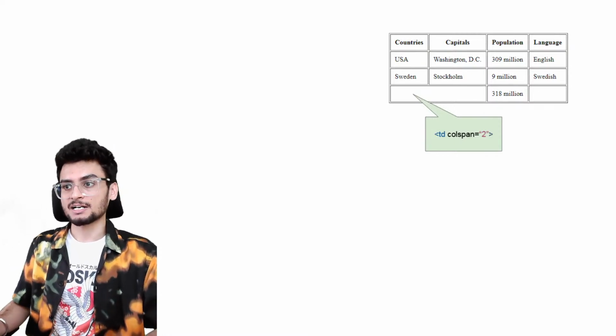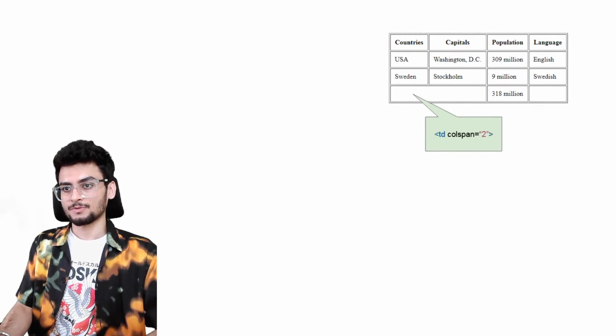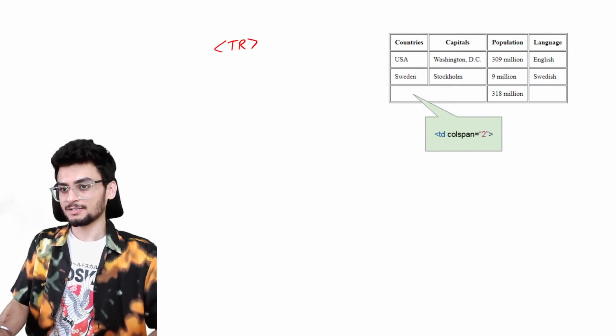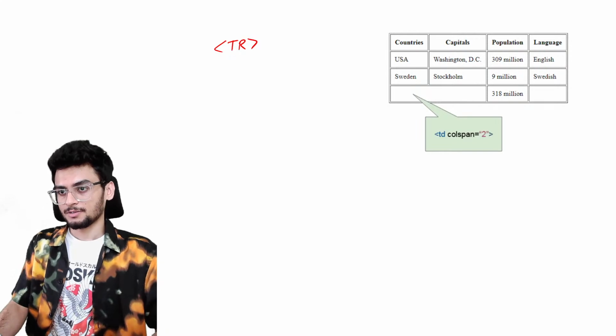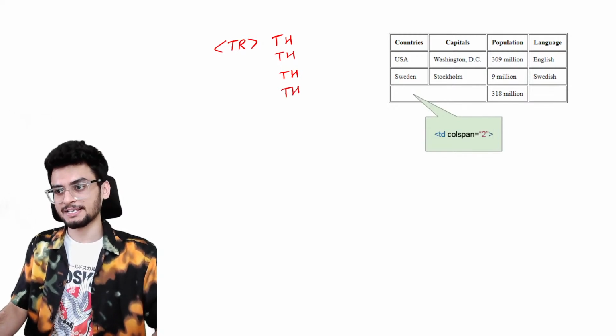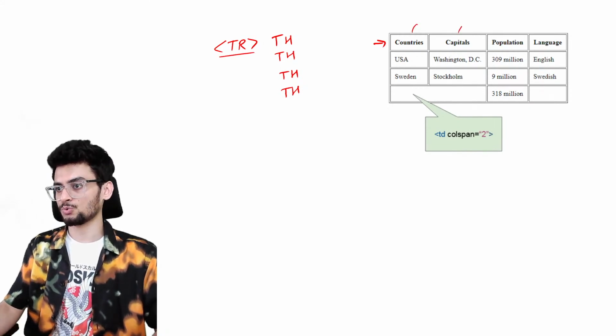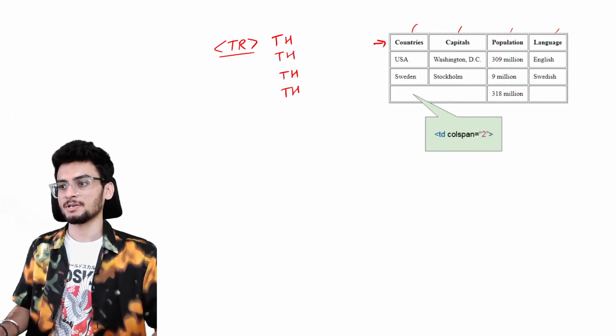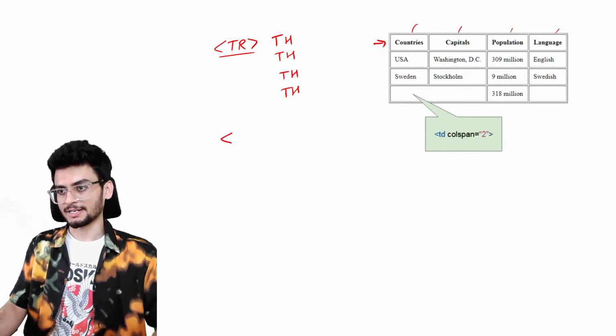So let's start with the basic. First row, TR. I am not using the angular brackets after this, okay? But you have to understand. TH, TH, TH, TH. Can anyone tell me what's happening here? What I'm saying is, this is the first row. And how many TH were used? 1, 2, 3 and 4. And we can write countries, capitals, population, language. Okay, let's move on to the next one.